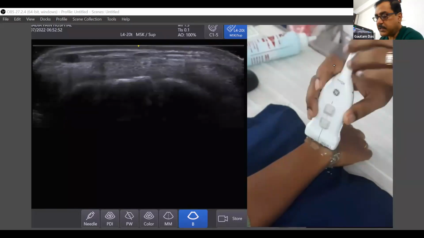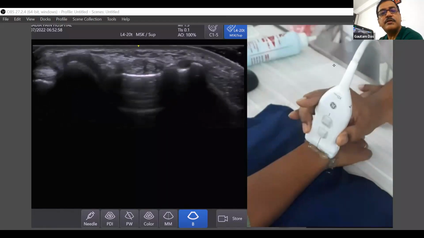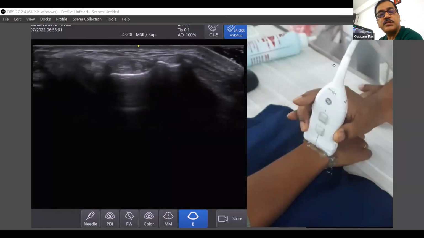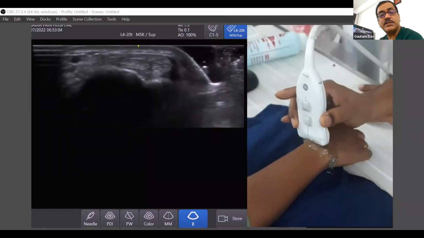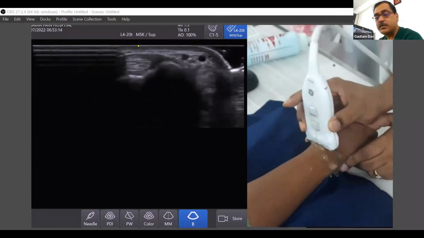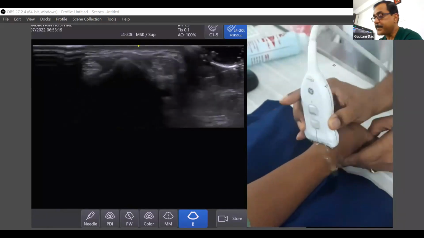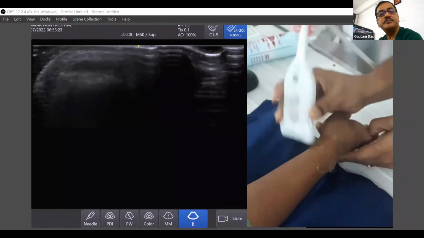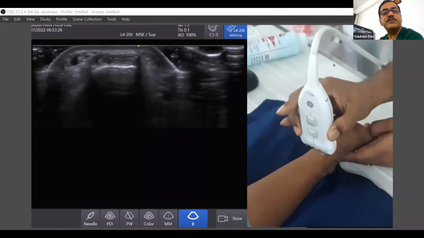The left side of the screen is my aspect mark. I am holding the probe over the Lister tubercle, and then I am gradually coming towards the radial side. I'll be starting, this is the second compartment. I'll be coming more radially, and I'll be coming to the first compartment. So this is your first compartment, with the tendons.